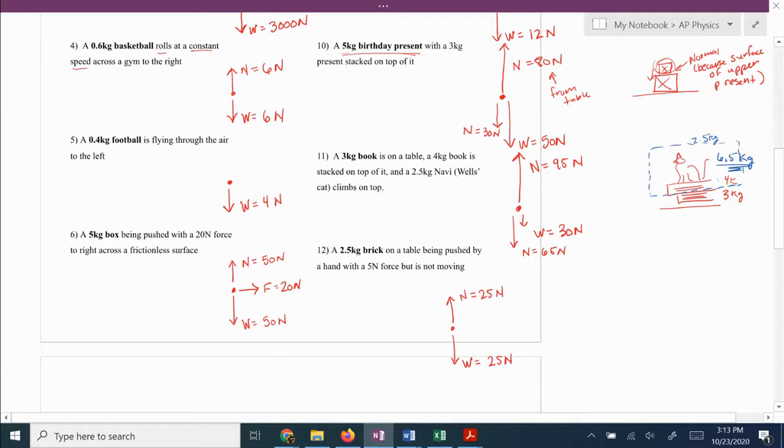Being pushed by a hand with a 5 newton force, but is not moving. It doesn't say the direction, so I'm just going to go ahead and assume that it is to the right. And if it's not moving, there needs to be some friction force here to balance that out.